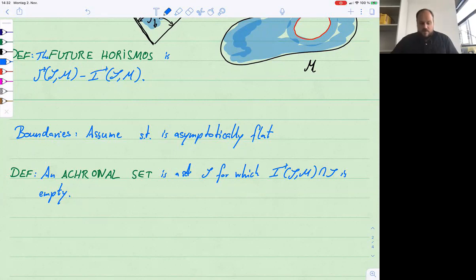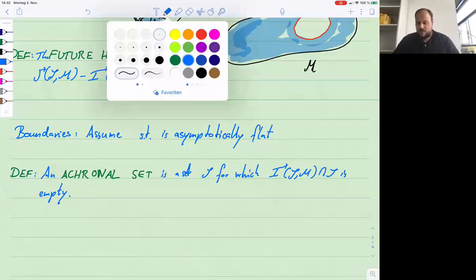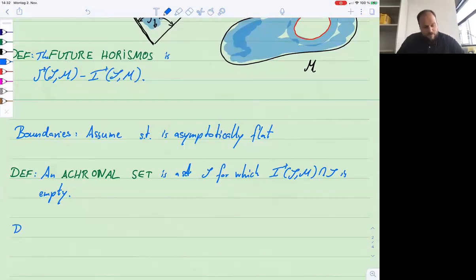And for asymptotically flat space-times, we can define two achronal boundaries, which are the future and the past null infinity.